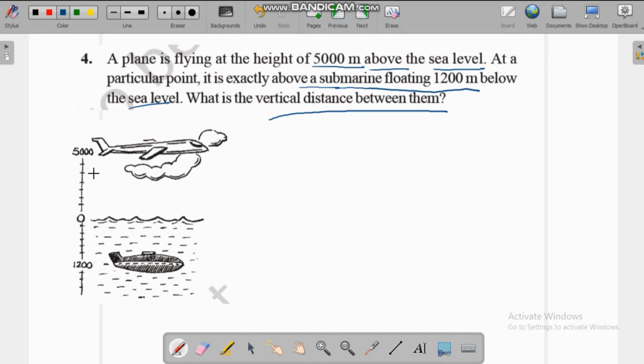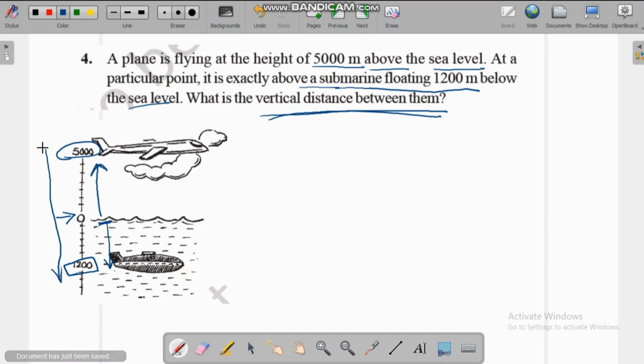From this picture, we can imagine that this is the center point, and from here the aeroplane is flying 5,000 meters above the sea level, and from the center point the submarine is floating 1,200 meters below the sea level. What they have asked here is the vertical distance between them, that is, from here to here, what is the total distance. Here they have given a zero, so this is the center point. From here, we have to calculate above the sea level and below the sea level.